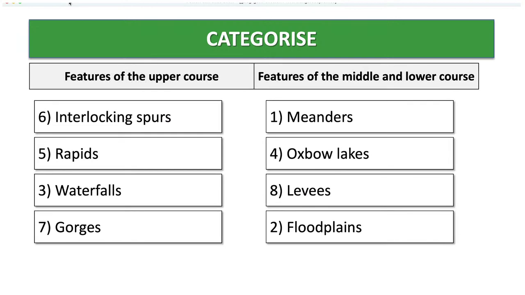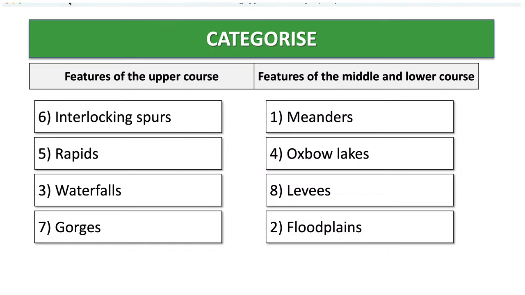So in the upper course, we have those interlocking spurs, we've got rapids, we've got waterfalls, and we have gorges. So rapids, waterfalls and gorges all tend to go together. Then in the middle and lower course, we've got the meanders, we've got those oxbow lakes, we've got levees, and we've got floodplains. Excellent.